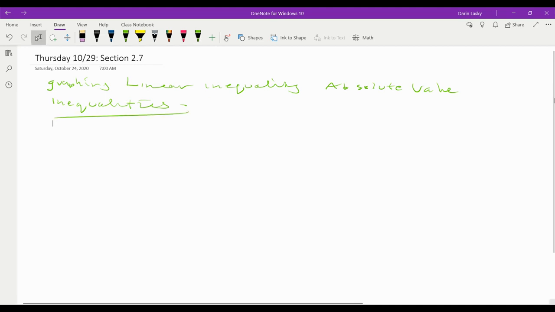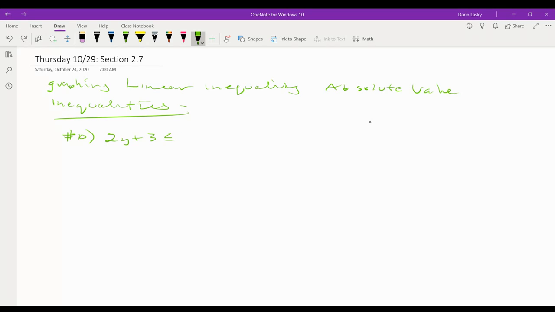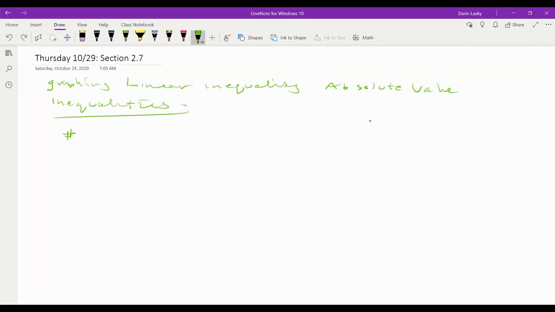So let's just take an inequality that looks like number 10. So if it looks like number 10, we get 2y plus 3 is less than or equal to 11. All right, so let's just not worry about anything right now. Let's not do that one. I don't like that one. Let's do something else. Let's do number 12.